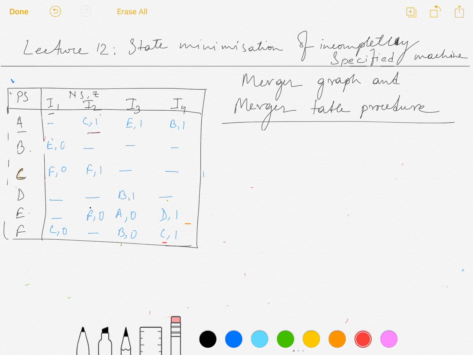Now, what is a compatibility graph? The compatibility graph is very easy. Draw the compatible pair to the implied pair with one directed line.